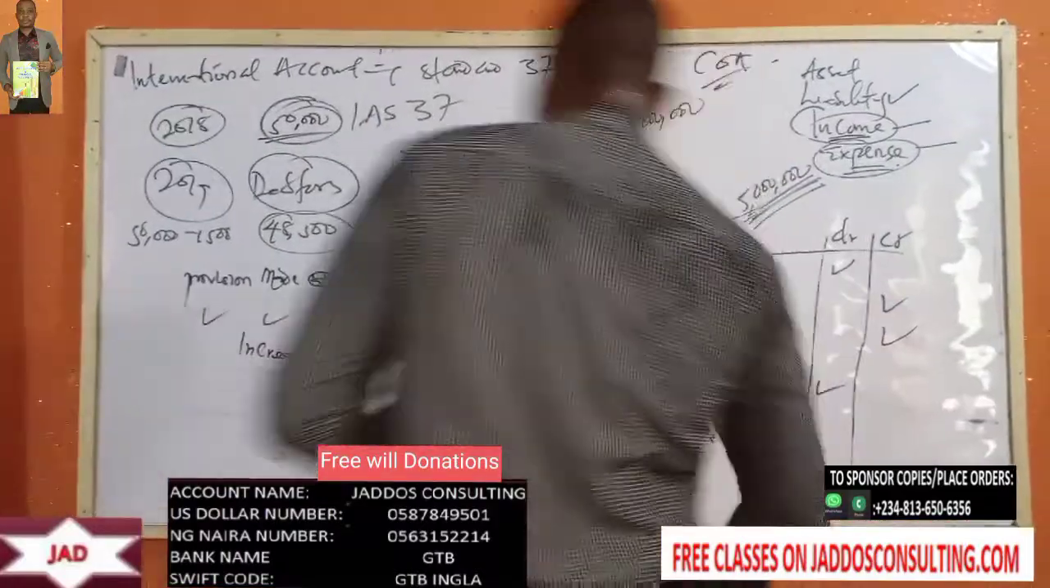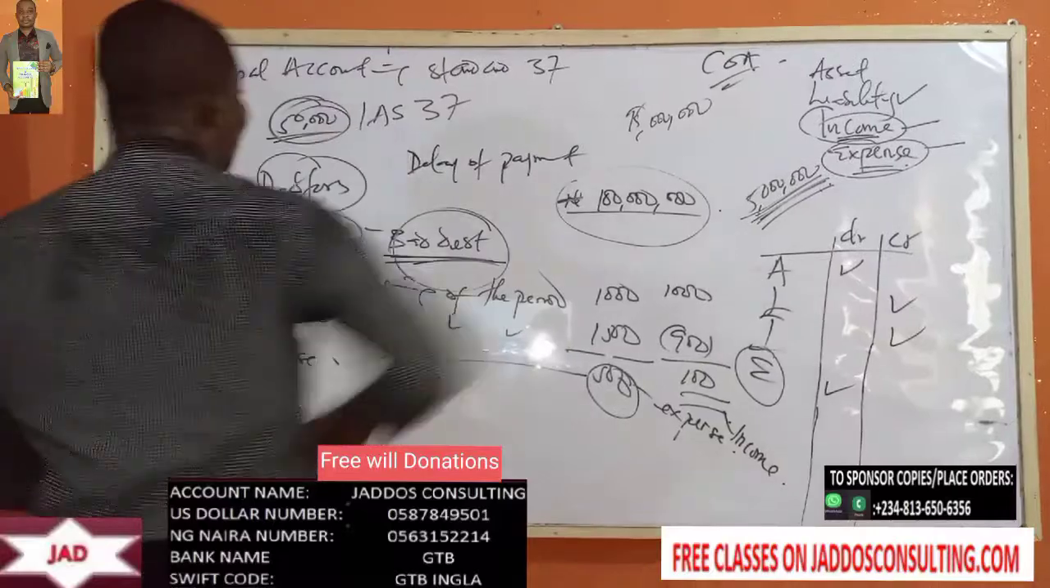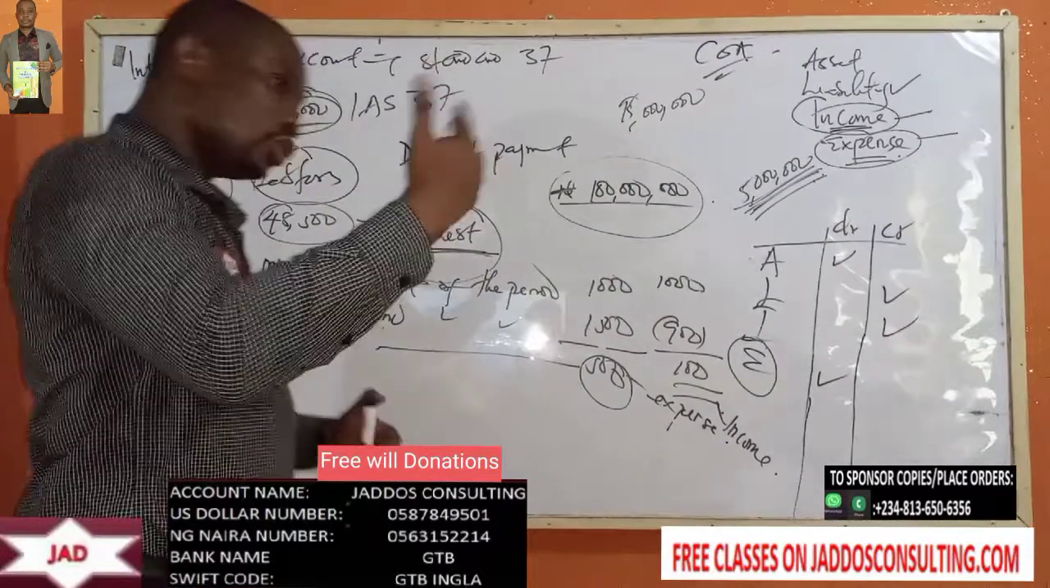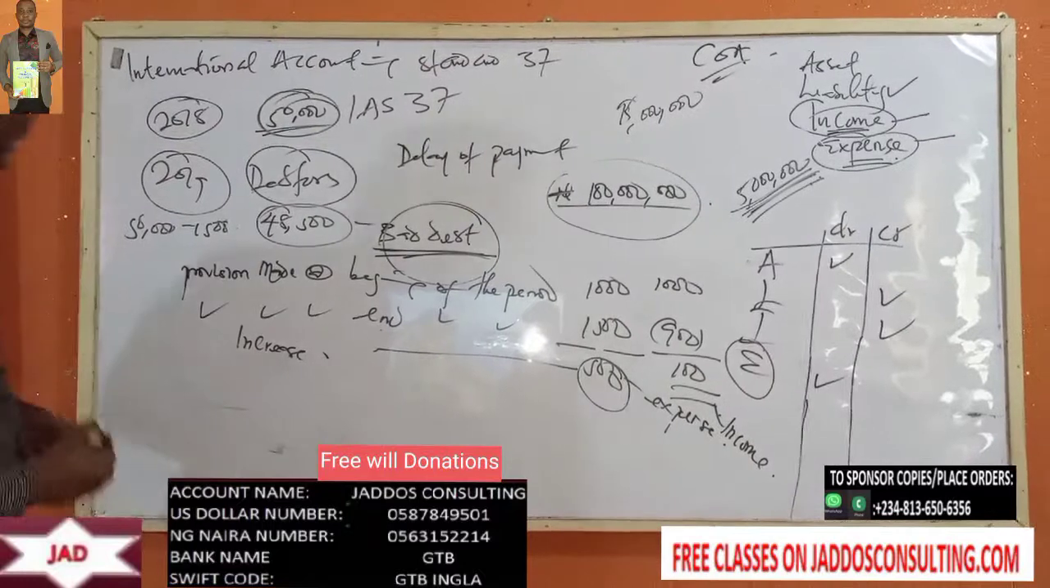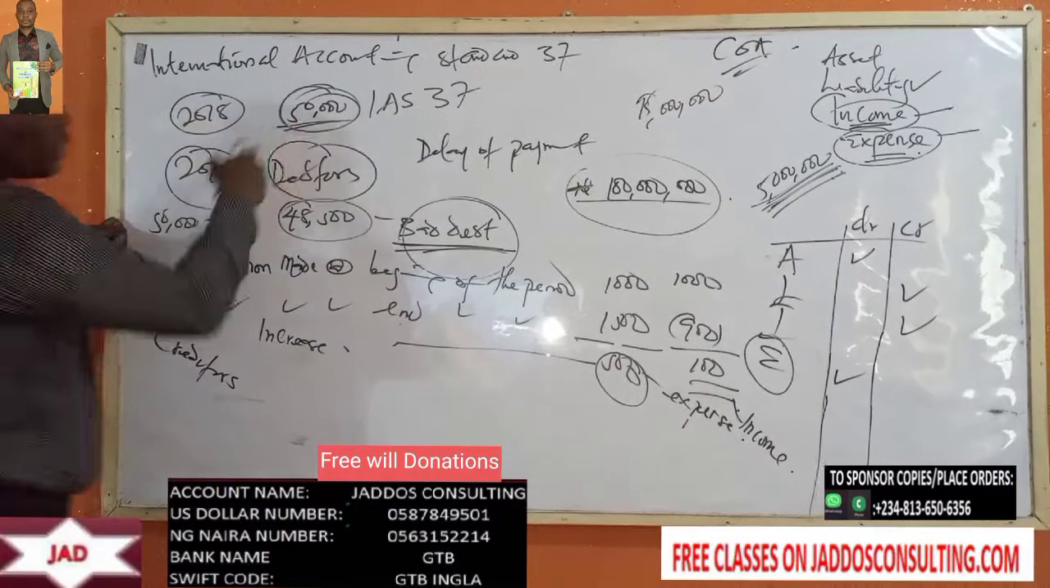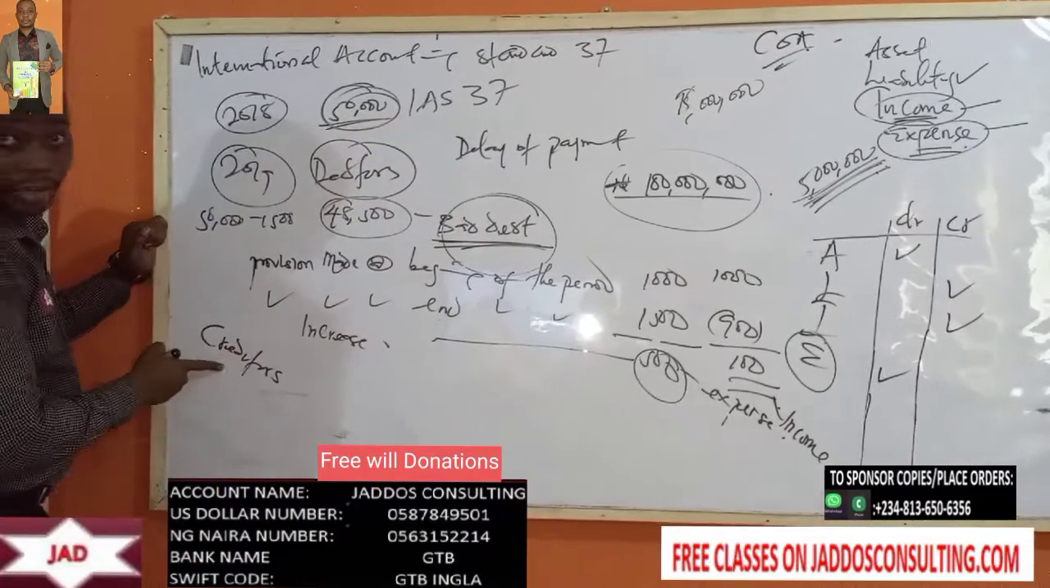Now, we can also make provision for income items. Of course, income items are linked to liability items. Expense items are linked to asset items. So let's say creditors. Creditors are those that we are owing. In this case now we talk about debtors. In this case, let's talk about creditors, those that we are owing.